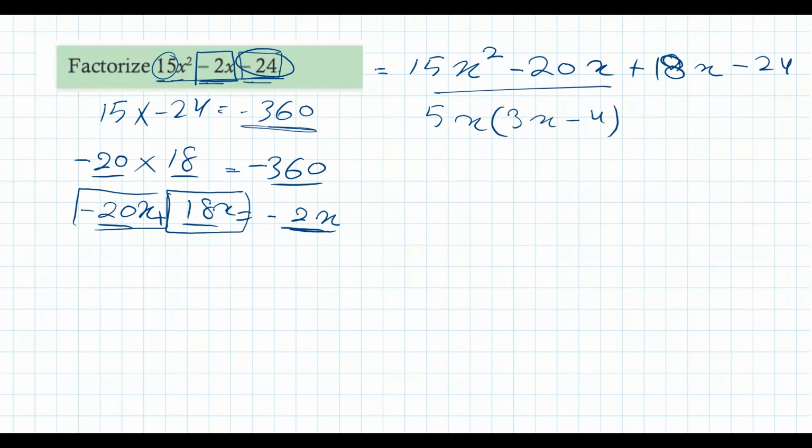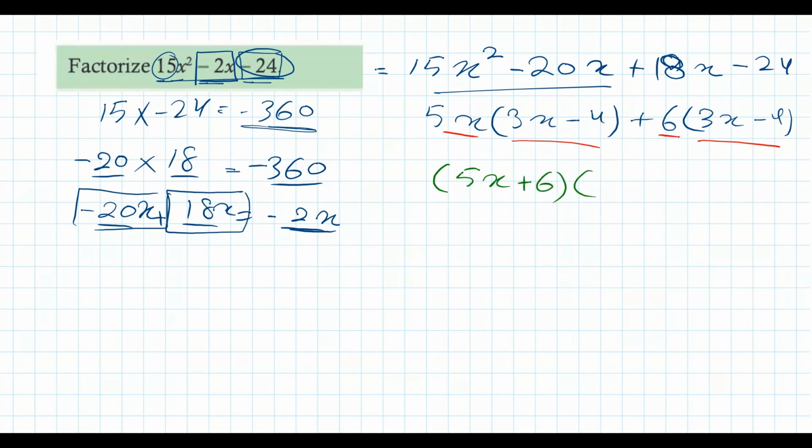And then here, I'll take 6 as a common factor. Then it becomes 6 times 3x minus 4. After that, we find that we can take 3x minus 4 as a common factor, and the rest is 5x plus 6. Then the first bracket is 5x plus 6, times 3x minus 4.